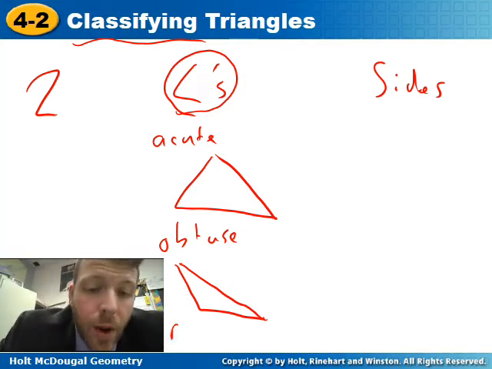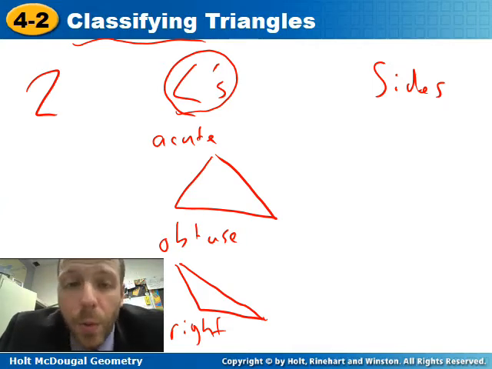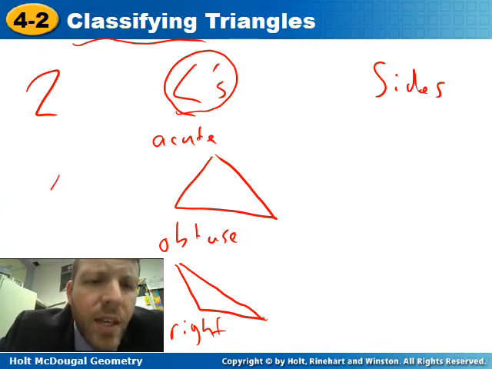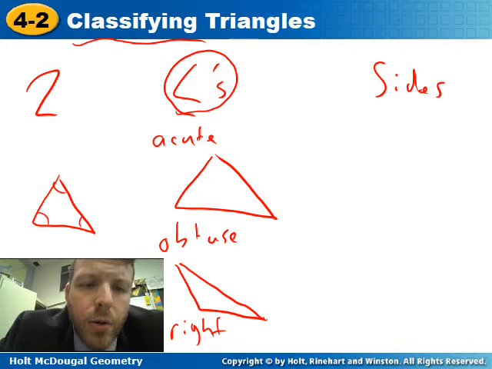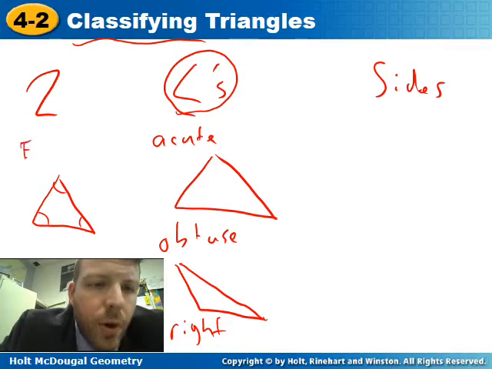We also have the right triangle, which you know what that is. A right triangle only has one right angle for the same reason as the obtuse one. And then we have the equiangular, which means all the angles are congruent. So equiangular. I'll spell that for you. Equiangular.